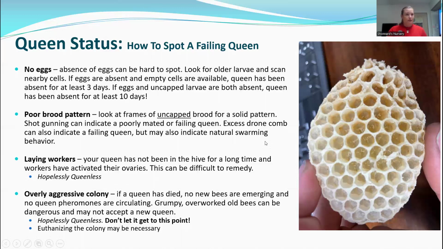It's difficult to rectify this, and you shouldn't ever see this if you're doing your regular hive inspections, luckily. So nobody here has to worry about laying workers. But if you do find yourself in a situation where you do have laying workers, there are a couple things that you can do. The thing that I have tried before when I saw this actually, and it did help, I was able to requeen after I did this.